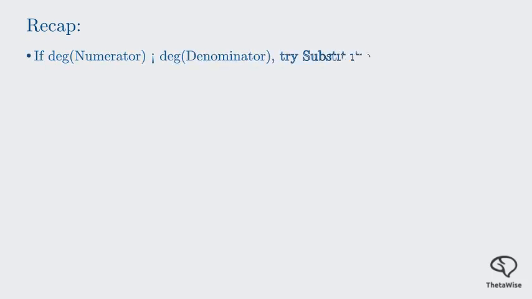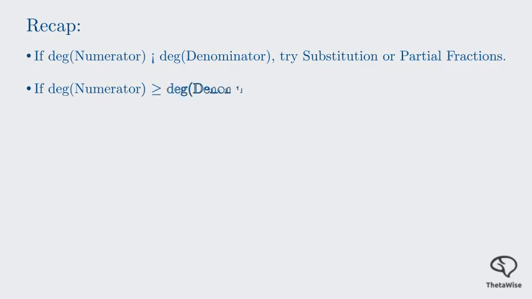Let's quickly recap what we've learned. The most important first step in integrating an algebraic fraction is to compare the degrees of the numerator and denominator. If the numerator's degree is less than the denominator's, you should first try substitution. If that doesn't work, then you'd consider partial fractions. If the numerator's degree is greater than or equal to the denominator's, you must start with long division. Remember to always add the constant of integration, c, for indefinite integrals.